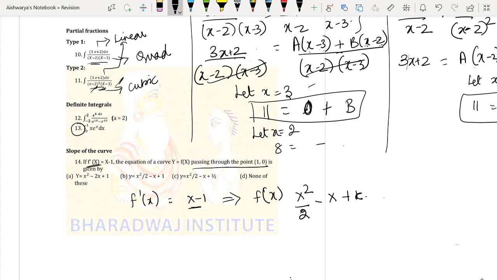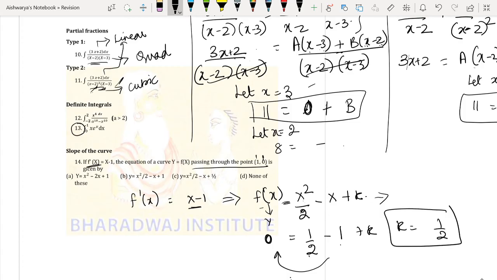Now this is passing through the point 1 comma 0. So let us substitute 1 comma 0 in this to find out. 0 is your y value, 1 is your x value. So 0 should come in terms of y. This is your y function. So here you will have 0 is equal to 1 by 2 minus 1 plus k. So k value is equal to 1 by 2 minus 1 is minus half. Minus half comes to the other side. It will become plus 1 by 2. So k value is this. Therefore, our equation is nothing but y is equal to x square by 2, the first term. Second term is minus x plus k term is half, which is equal to our option C.